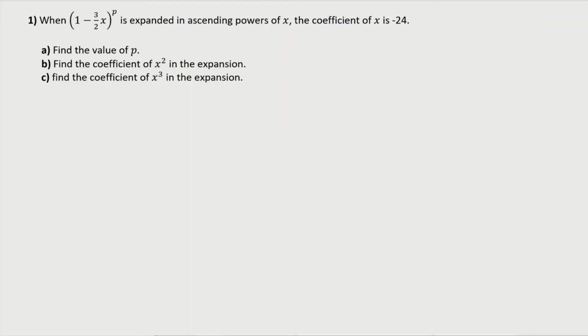Okay, so for question 1, they tell us when (1 minus 3 over 2x) to the power of p is expanded in ascending powers of x, the coefficient of x is minus 24. So for part A, we need to find the value of p.